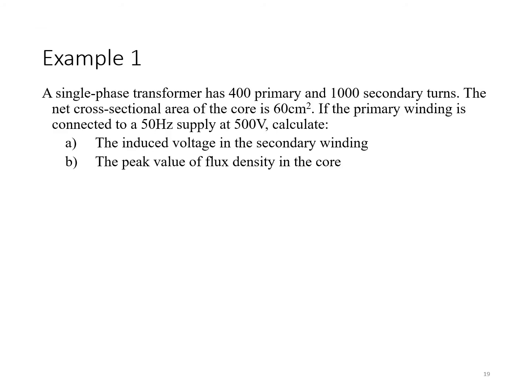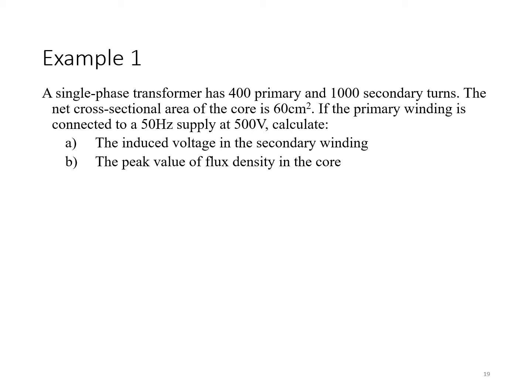Now look at example 1. A single phase transformer has 400 primary and 1000 secondary turns. The net cross-sectional area is 60 cm squared. If the primary winding is connected to a 50 Hz supply at 500 volt, calculate the induced voltage in the secondary winding and calculate the peak value of flux density in the core.